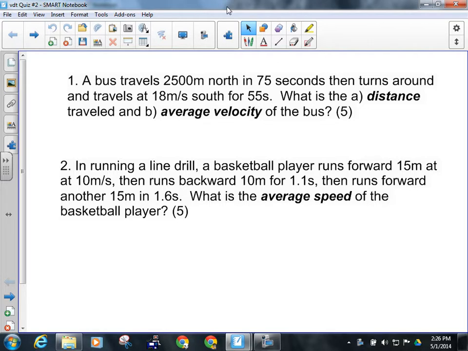Okay, for number 1, part A, is it asking for a scalar quantity or a vector quantity? Scalar quantity. Distance is scalar. Direction does not matter for part A. Does it matter for part B? It does. You're solving A and B quite a bit differently there.